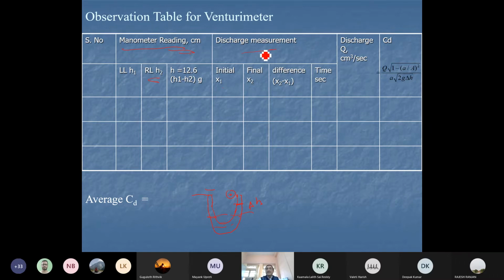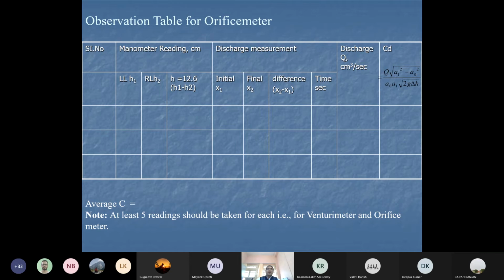This is the discharge that is collected in the tank: initial height of the water in the tank, final height of the water in the tank. You can find out the head, that is our height, that is discharged through this flow in time T. You can find out discharge per unit time to calculate the coefficient of discharge, that is CD, for both the conditions, venturi and orifice meter.